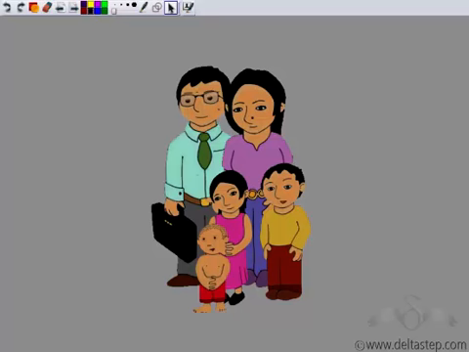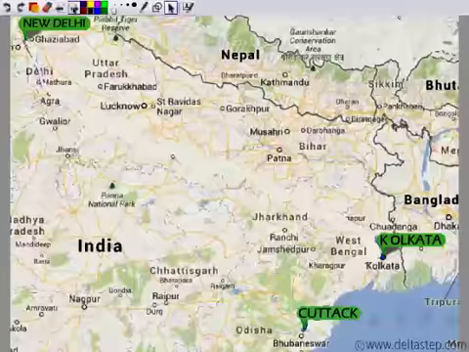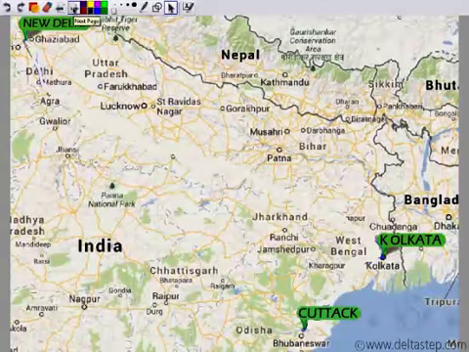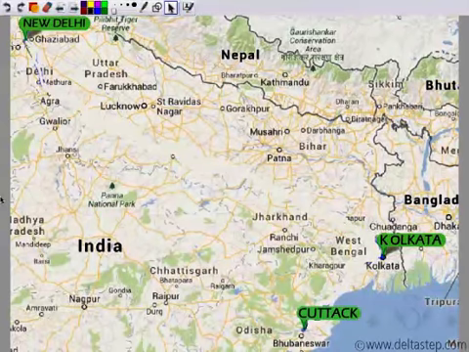This is Chakrabarti family, and they stay in Kolkata. So now they were planning a family trip and they were confused between two places, which is Cuttack and New Delhi. What they realized is that Cuttack is near Kolkata, whereas New Delhi is far from Kolkata.